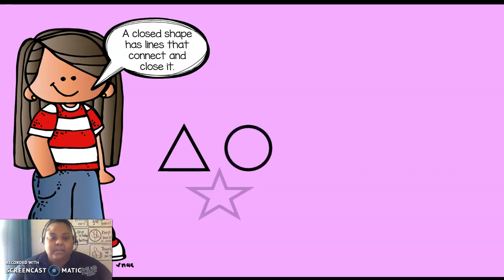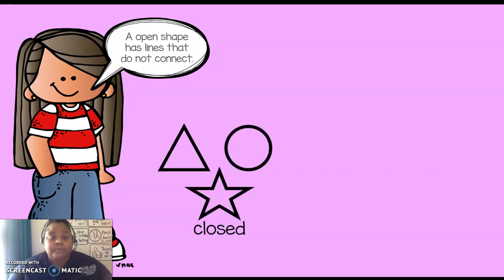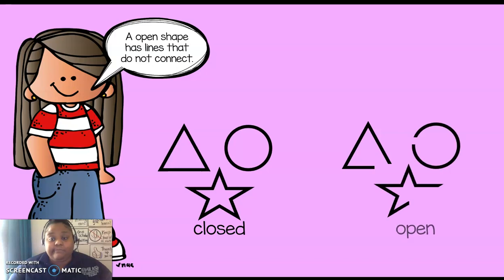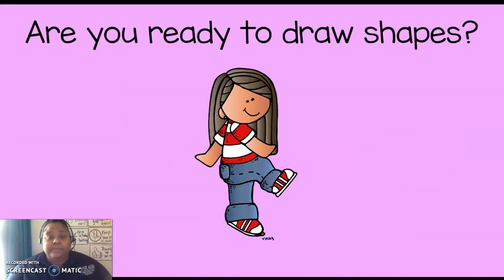You may be wondering, what is a closed shape, Miss Seb? A closed shape has lines that connect and close it. Those shapes are closed. An open shape has lines that do not connect. Those are examples of open shapes.